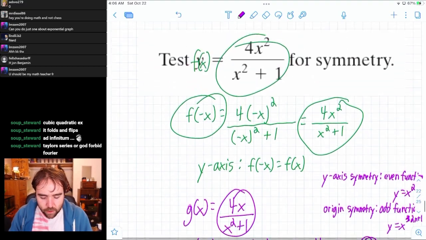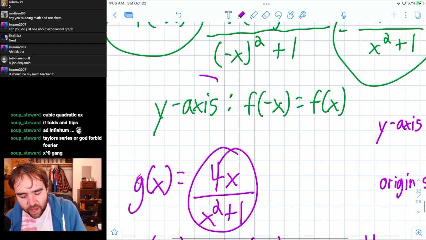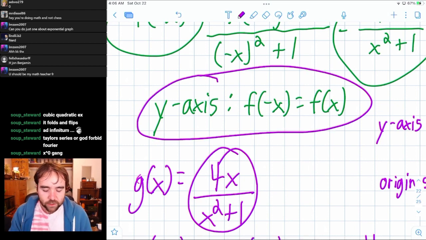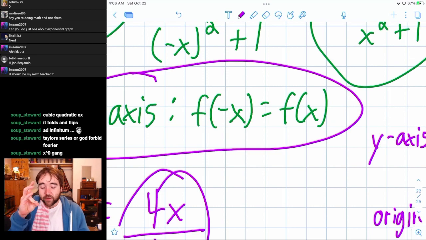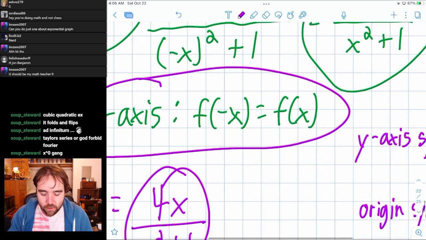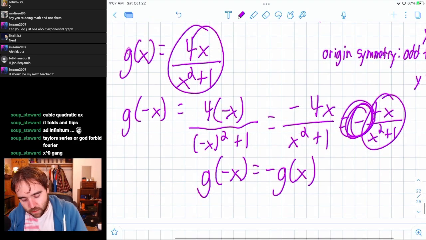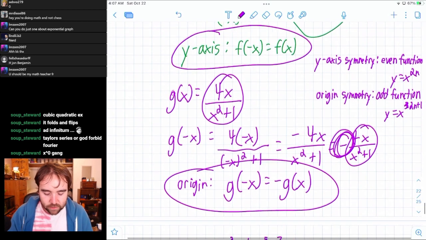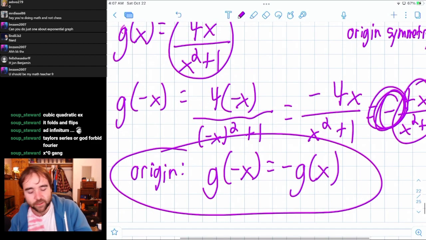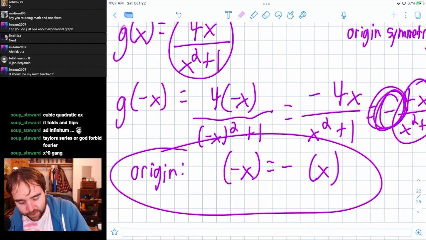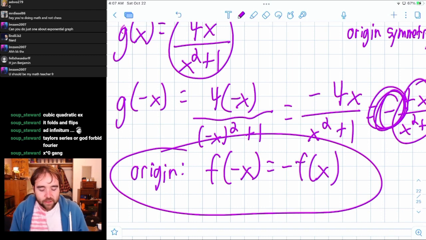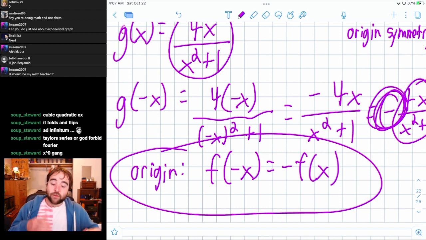The gist of it is these two things right here. It has y-axis symmetry and it's an even function if you find f of negative x and it's just equal to the original function. And I'll write that here: origin symmetry if g of negative x or f of negative x, that doesn't have to be any specific letter. Remember, those are just variable names. If f of negative x is equal to negative f of x.